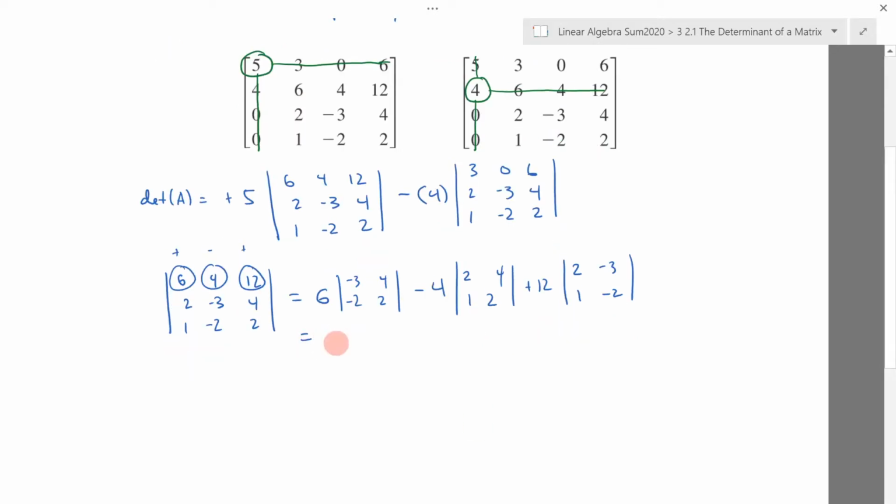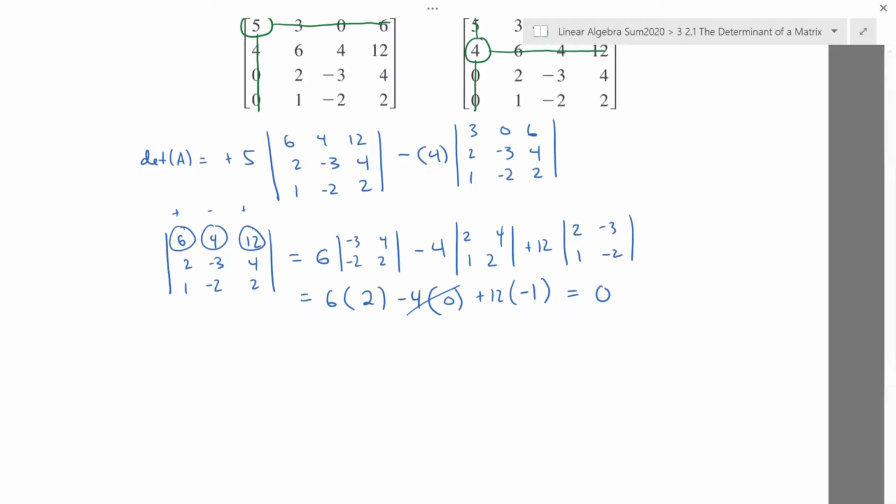And now we just have to calculate this. So 6, and then what is this? This is -6 minus a -8, so -6 plus 8 is 2. And -4: what is this? This is 4 minus 4, which is 0. And plus 12: what is this 2 by 2? It's -4 minus a -3, so -4 plus 3, which is -1. So this is 0, and it's 12 minus 12, which is equal to 0. So this determinant is 0.